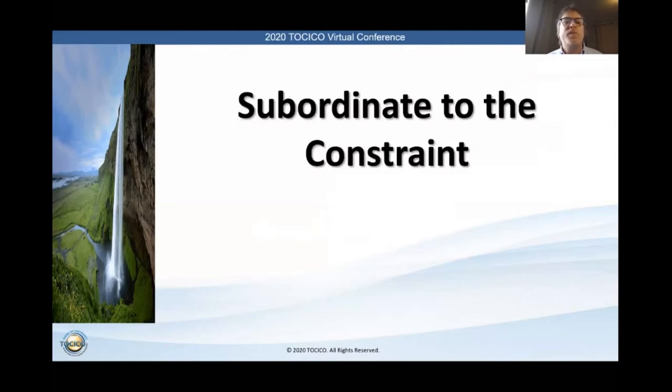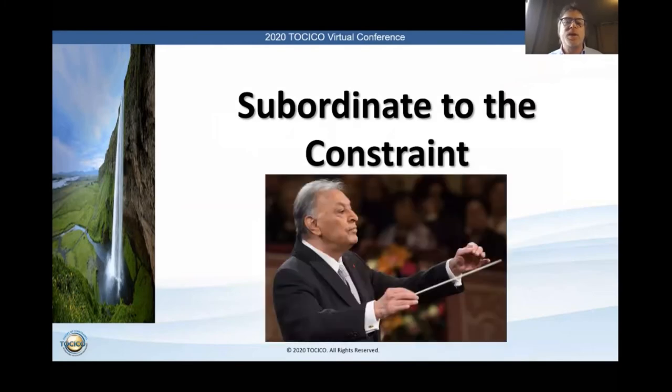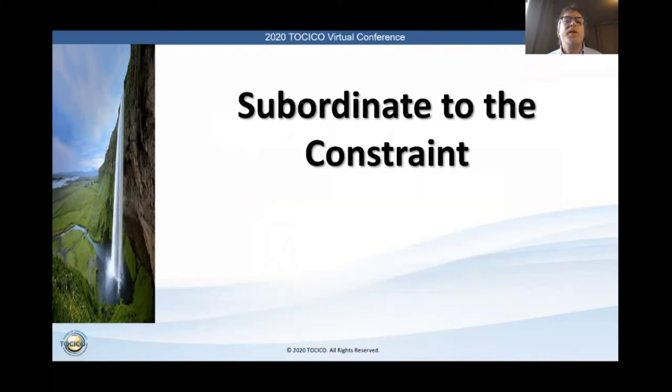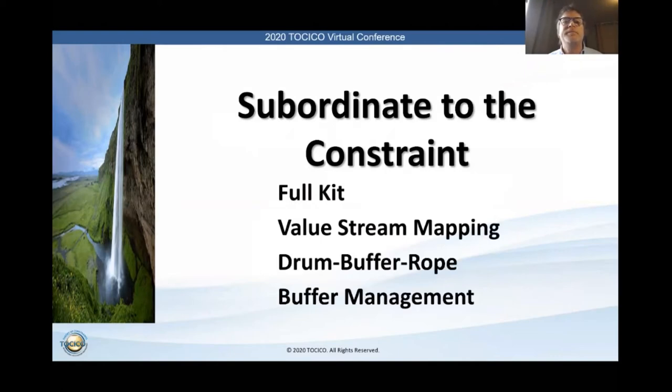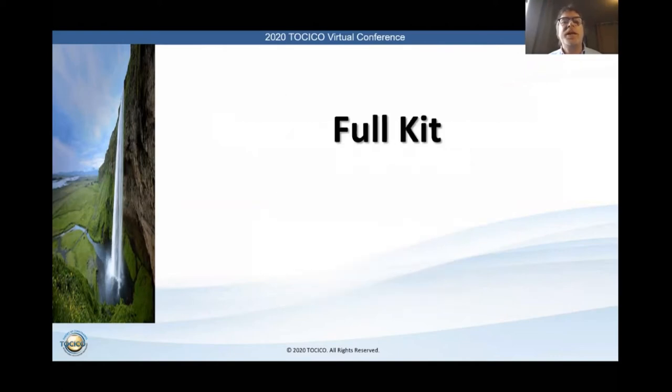We said all the activities in the department should work to support the constraint, but how do we do this in an emergency department? How can we make sure the physician never sits idle? We subordinate all the resources in the department to the constraint, like a conductor synchronizes the activities of an orchestra. Everyone in an emergency department must synchronize their activities around the provider. Here are the tools we use to subordinate to the constraint: full kitting, value stream mapping, drum buffer rope, and buffer management. Full kitting is crucial to ED flow.